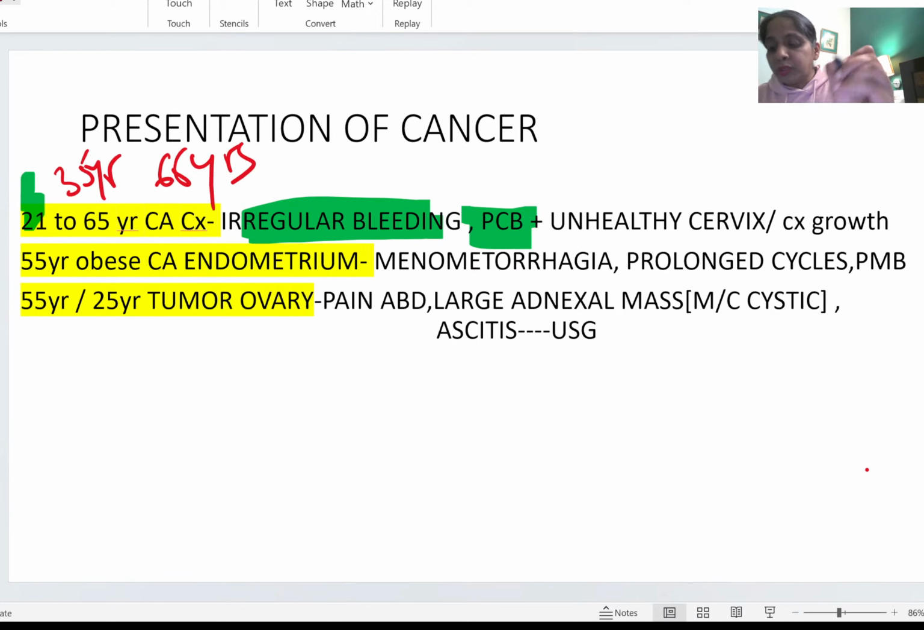Okay, so there are two age groups of the patient, 35 years and 65 years, when body immunity decreases.